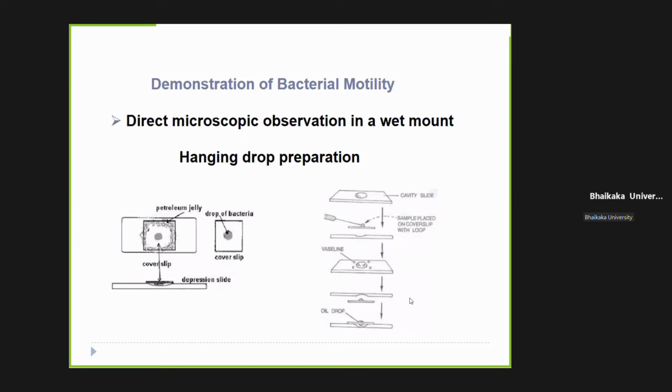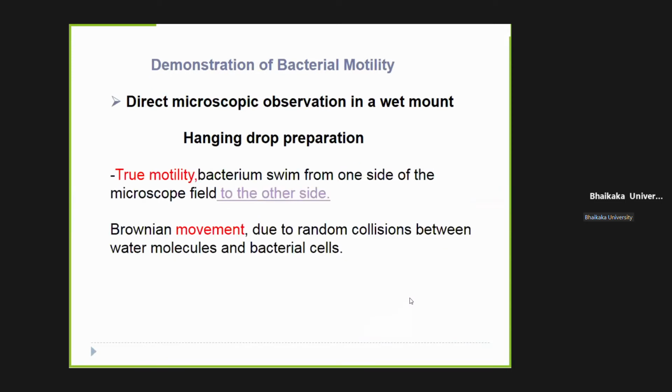Then we can just rotate the whole preparation, so the center portion of the slide will look like a hanging drop preparation, which you will learn more clearly in your practical sessions. So there are two phenomena that you have to understand. First is the true motility of the bacterium, and the other is the Brownian movement.